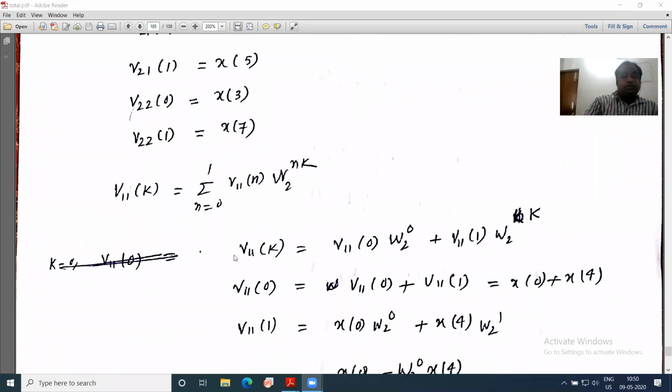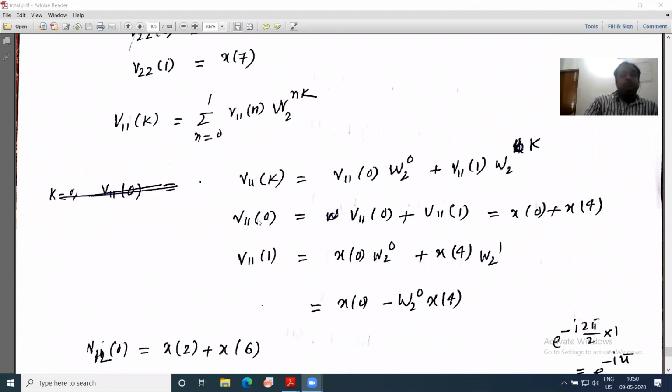Now if I write n equal to 0 and n equal to 1, I will get v1 on of 0, w2 0, because n equal to 0, and for n equal to 1, v1 on of 1, w2 1. Then I substitute k equal to 0 and k equal to 1. Since it's a 2-point DFT, k will vary from 0 to 1. Agreed? Yes, sir. So I have to calculate v1 on of 0 and v1 on of 1.